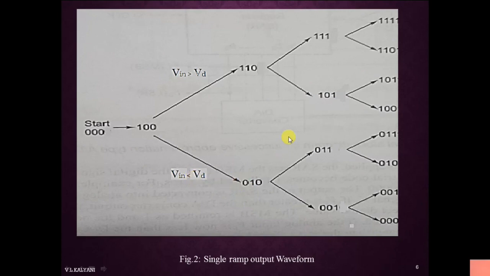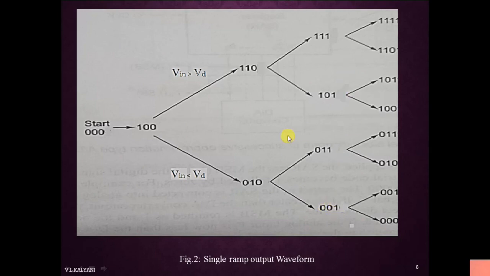Now here again there are two conditions for 010. When Vin is greater than VD, this is 011, and when Vin is less than VD, this is 001. Why is this here? Because again the condition is repeated. When Vin is greater than VD, the MSB is written as 1 and the next bit is set to 1. When Vin is less than VD, it will reset the previously set bit, so it becomes 0, and it will set the next bit, so that becomes 1.